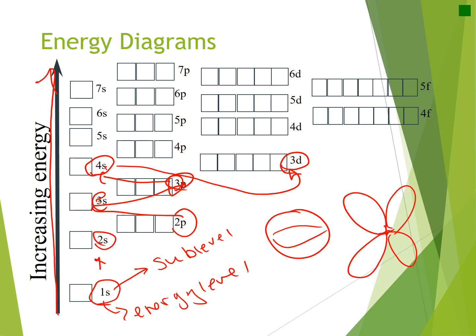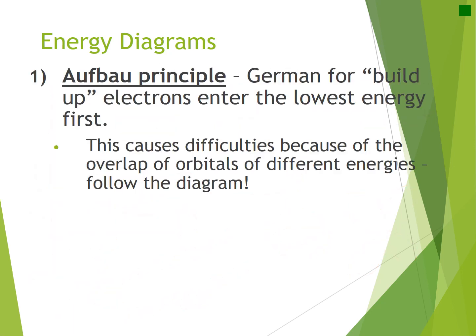It doesn't go automatically in order. All right. So there are some rules, though, that you have to follow when you are filling in these energy diagrams. There are 3. One is the Aufbau principle, and the Aufbau principle tells you that you have to build up. What that means is that you have to fill the lowest amount of energies first before you go up to the next amount of energies.